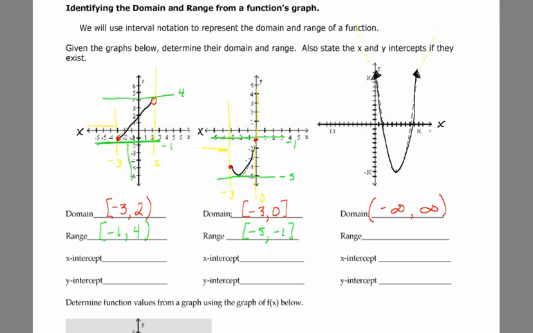So left to right between the yellow lines is my domain, bottom to top between the green lines is my range. Let's go to this last one and figure out the range. Again, we'll start at the bottom and work our way to the top, and as I go from the bottom to the top, I notice this is where it starts. It's the first time going from bottom to the top I encounter the first part of my graph here.